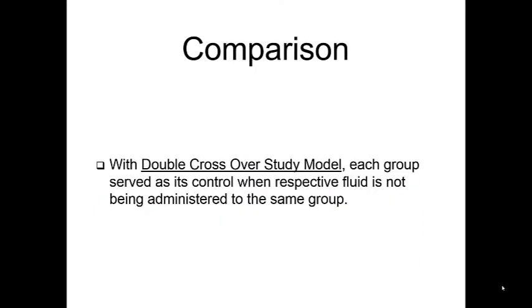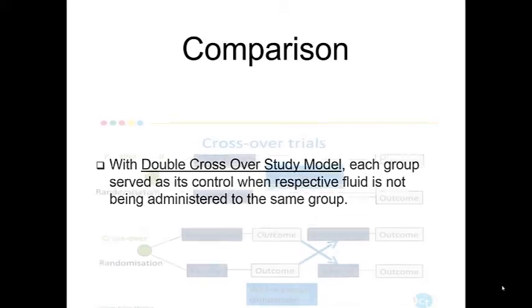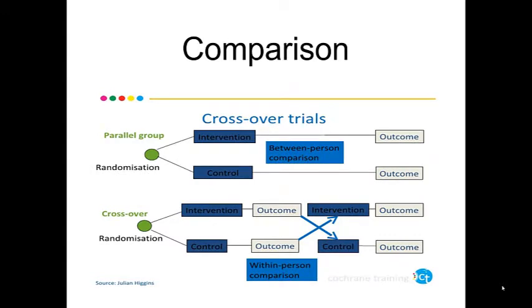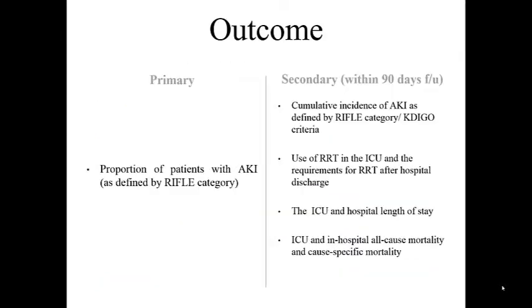So for the comparison, they used a double crossover study design, where each group served as its own control when the respective fluid was not being administered to the same group. Like we see in crossover trials, either we have parallel groups or crossover groups. After the crossover, the group that was the intervention becomes the control group, and the control group becomes the intervention. And they used two crossovers so that each study group would serve as its own control during the time when they were not receiving that fluid.